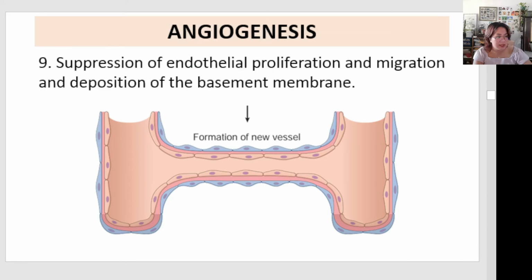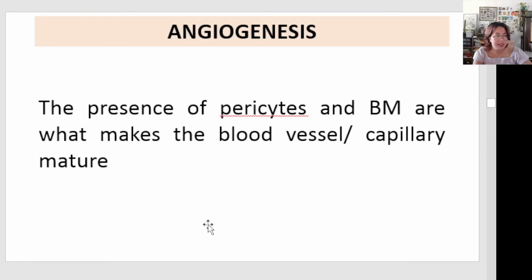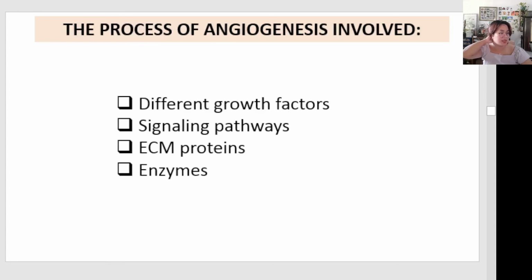And the last one is the suppression of endothelial proliferation and migration. And later, these capillaries mature with the deposition of the basement membrane. So, after that, the presence of pericytes and basement membrane are what makes the blood vessel or capillary mature. So, as a summary of angiogenesis, here are the processes involved: the different growth factors, the signaling pathways, the extracellular membrane proteins, and the enzymes.